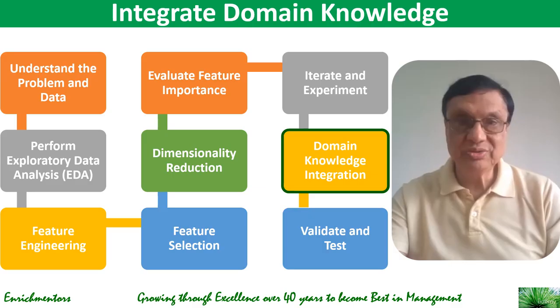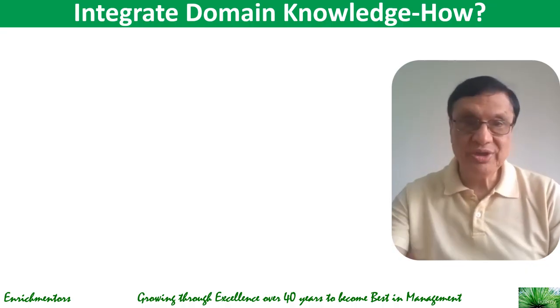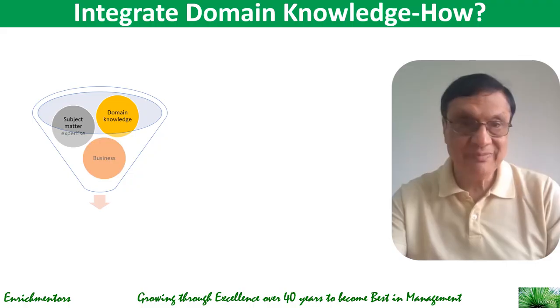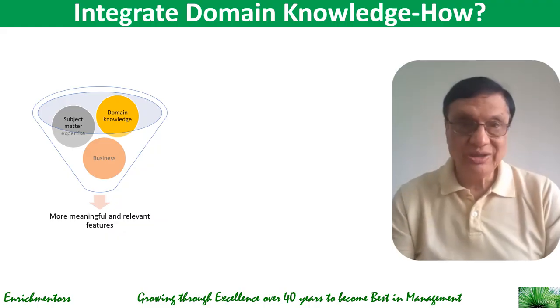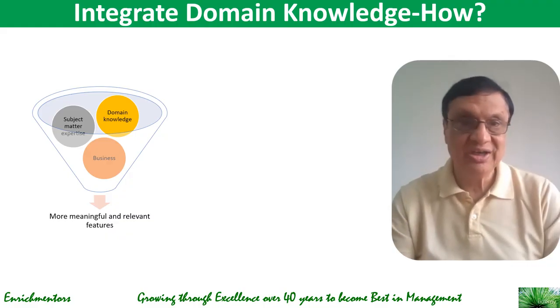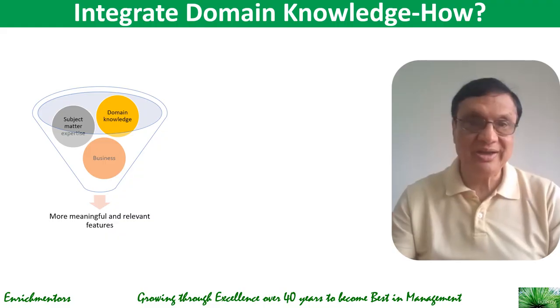Then what you need to do is to integrate domain knowledge into all that you found, experimented and iterated. How do you integrate domain knowledge? You need to incorporate domain knowledge with the help of subject matter experts and gain business insights into the feature engineering process for more meaningful and relevant features. So use all that you know from the people who know this and the insights about the business that you have gained, put that into the feature engineering process and create more meaningful and relevant features.